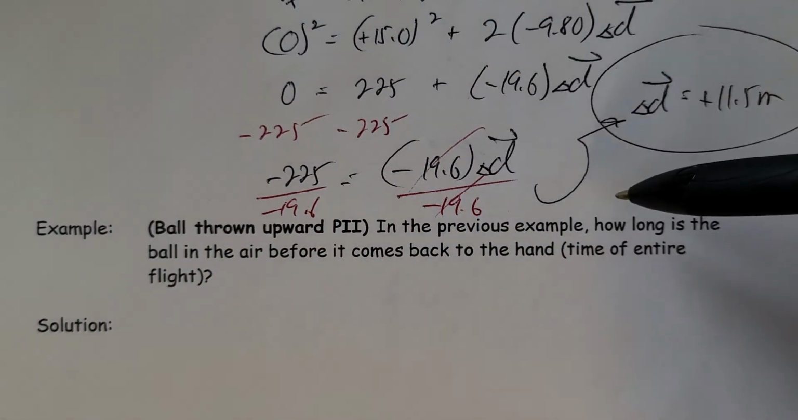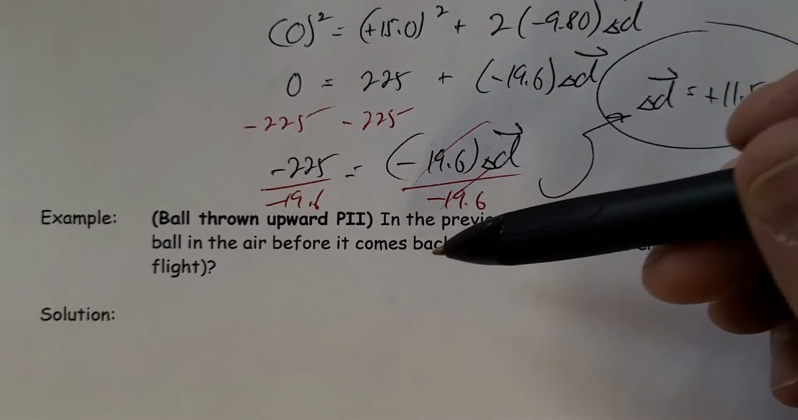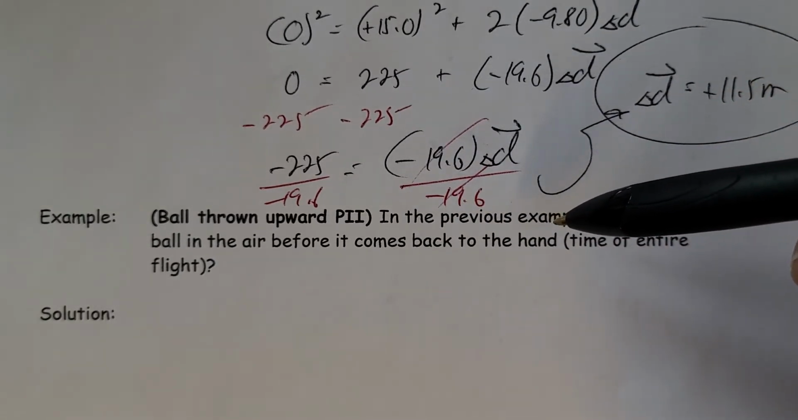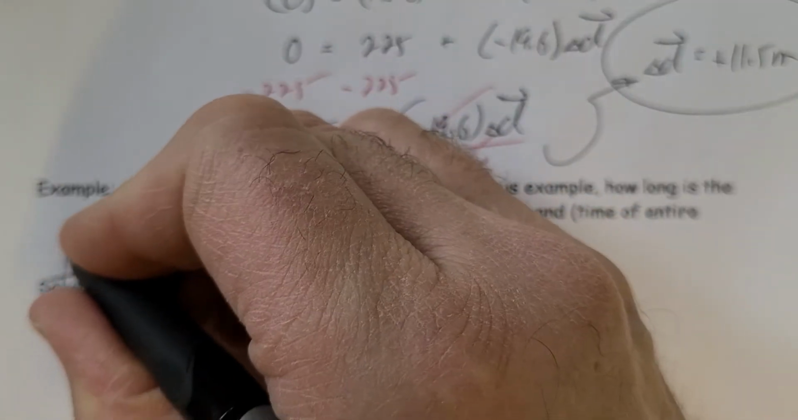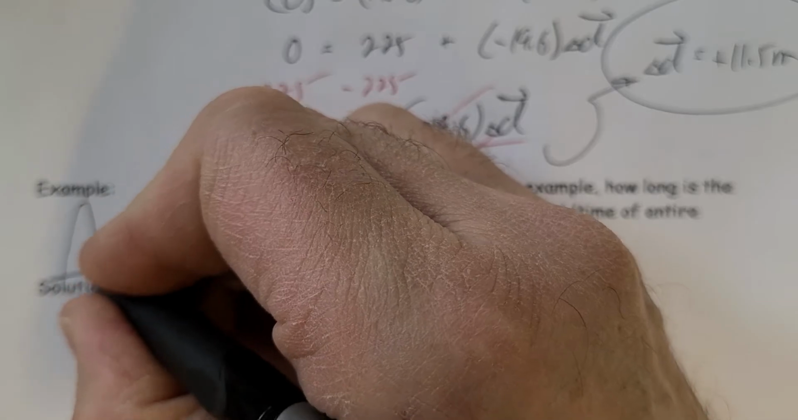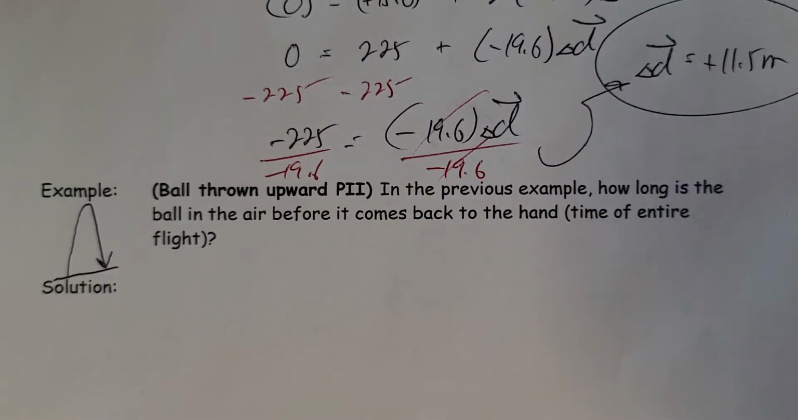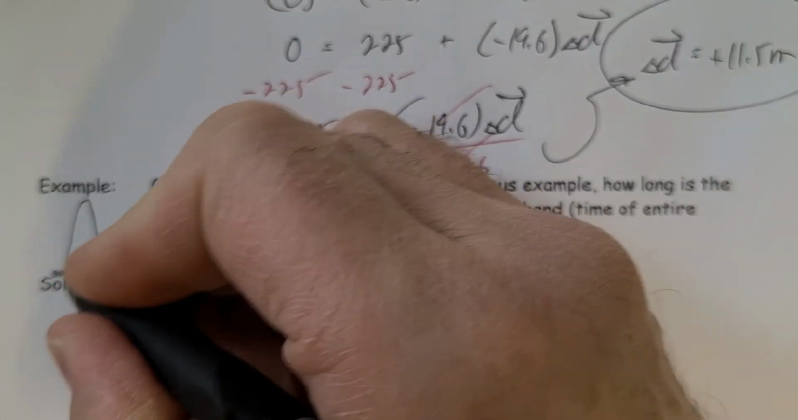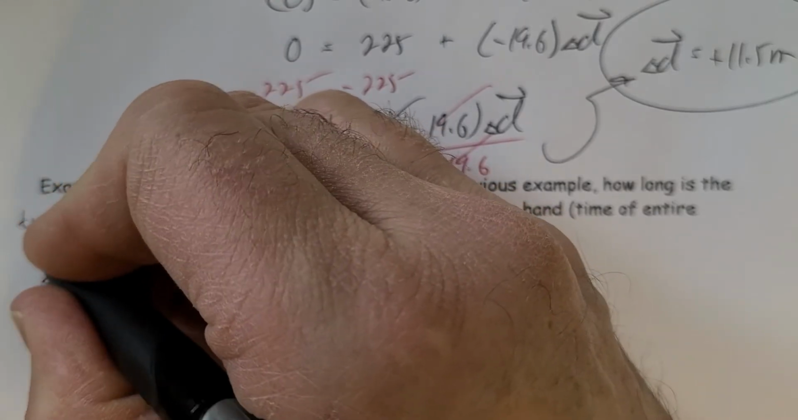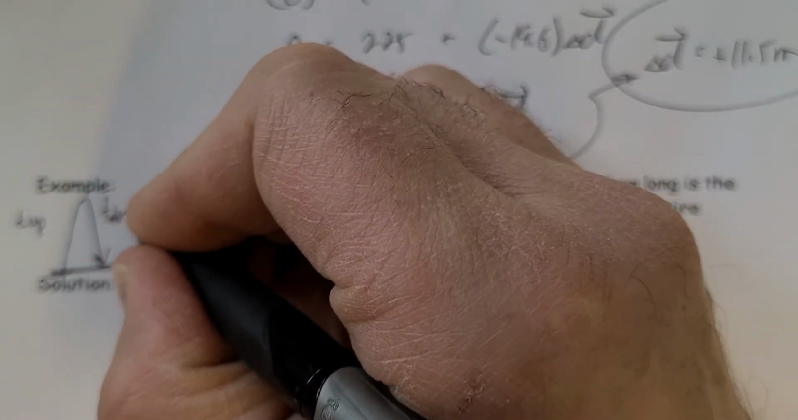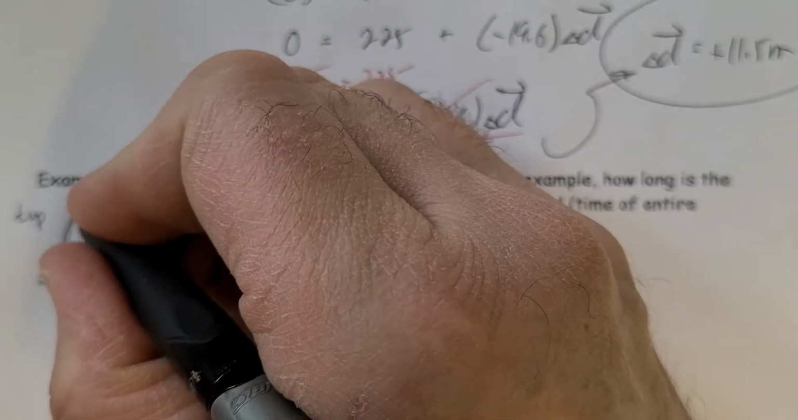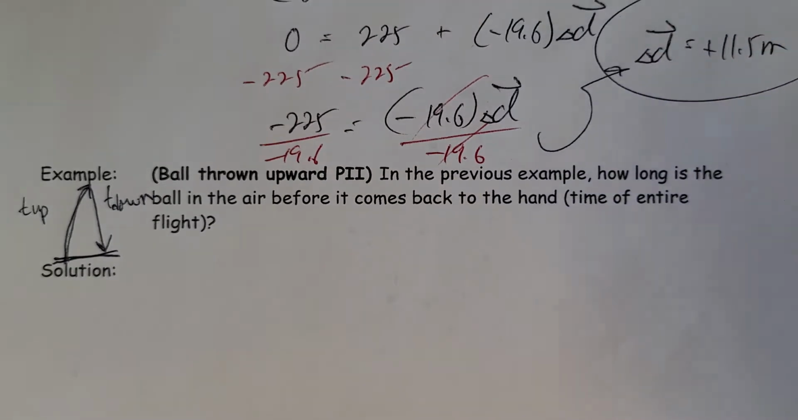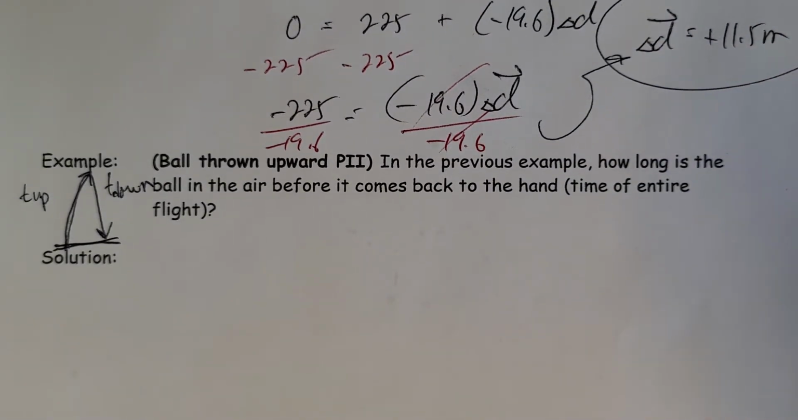Second scenario, as in the previous example, but how long is the ball in the air before it comes back to my hand? Now, here's the interesting part. Throw it up in the air, it stops, turns around, and comes back down. It's symmetrical in this case. So the T up and the T down are going to be equal. So kind of a trick I can use for this question is to just figure the time up and then multiply that by 2.